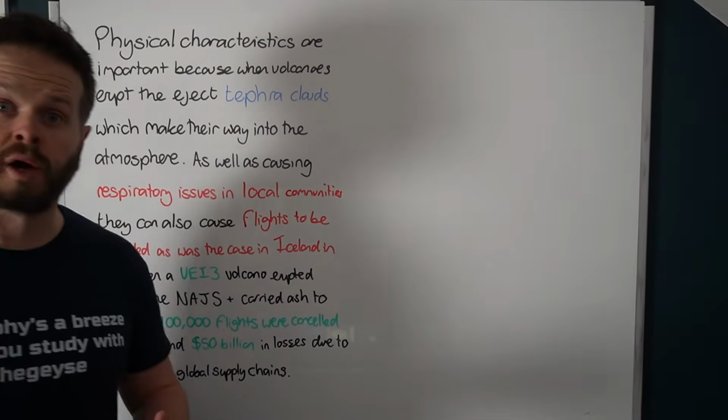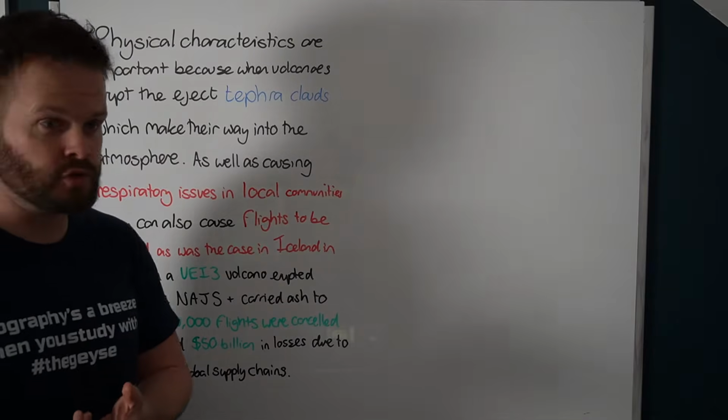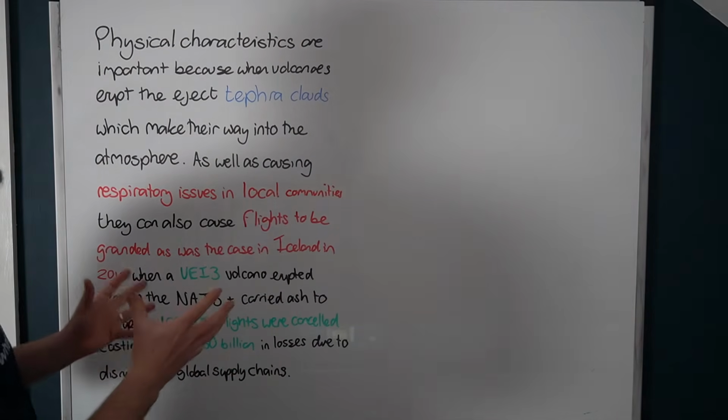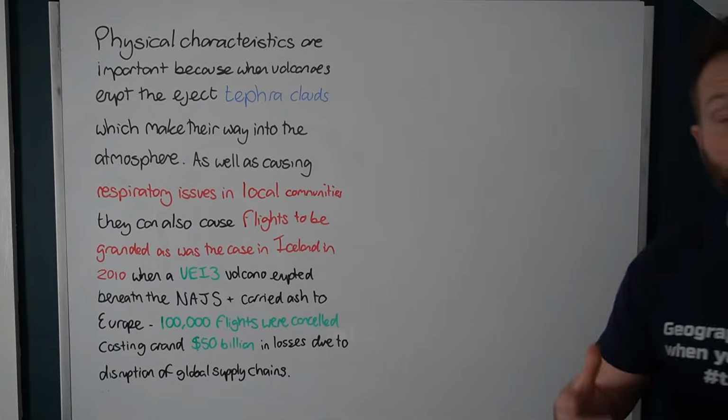So it's got all the hallmarks of a classically strong paragraph within geography. There's theory, it's all correct, it's all relevant, it relates to the question, it's talking about physical characteristics. So what's missing here? Well, what's missing is judgment.